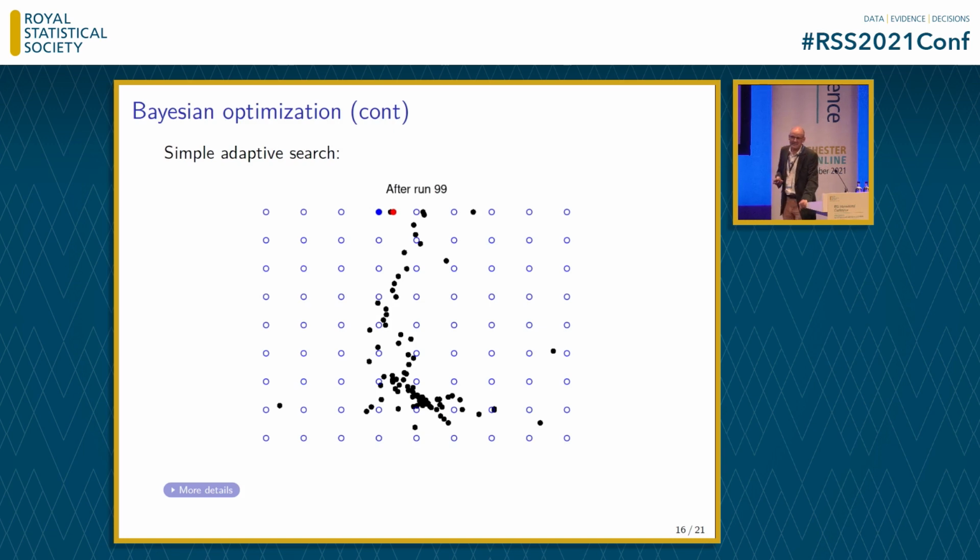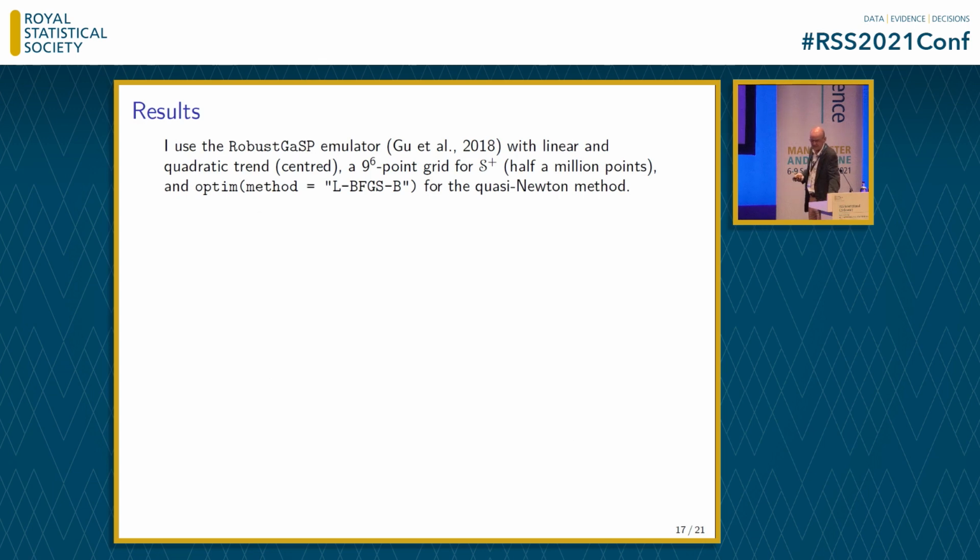So that's what happens in Bayesian optimization. You can do an adaptive search, and you can take advantage of the fact that the criterion that you're optimizing can be evaluated in fully vectorized form in just a second or so for 500,000 points. So that's what I did here. So here's some details.